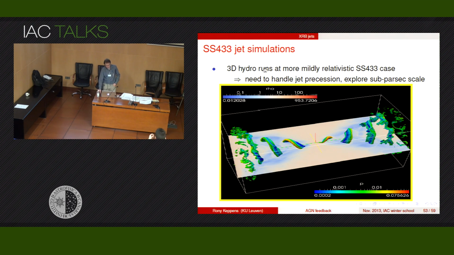We take 3D hydro, but relativistic hydro runs. And here I'm showing you a snapshot of a simulation that I'm going to show. Again, there is this central region, and now we go out on the order of 0.2 parsec or so. You can see here the end state in which the jet has basically formed a helical pattern. And on this helical pattern we have quantified the pressure.